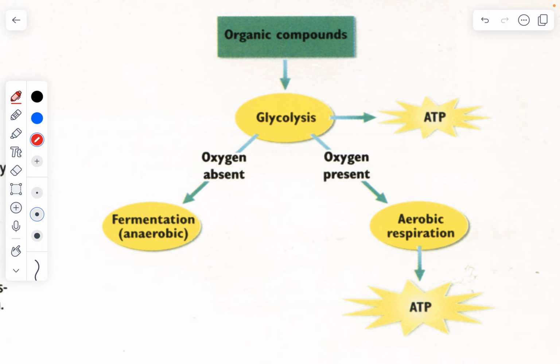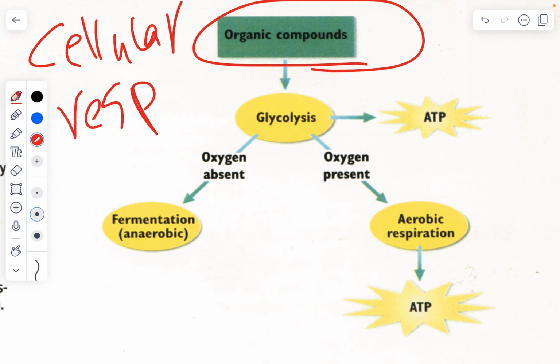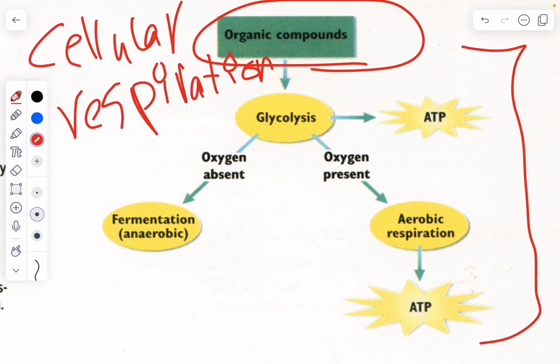Glycolysis, no matter what the organic compound is, is a process of cellular respiration. This organic compound is undergoing cellular respiration. This whole diagram is cellular respiration. The organic compound, which is glucose, undergoes glycolysis.